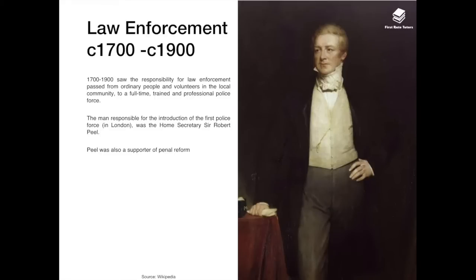Law enforcement between 1700 and 1900. 1700 to 1900 saw the responsibility for law enforcement passed from ordinary people and volunteers in the local community to a full-time, trained and professional police force. The man responsible for the introduction of the first police force in London was the Home Secretary, Sir Robert Peel. Peel was also a supporter of penal reform.